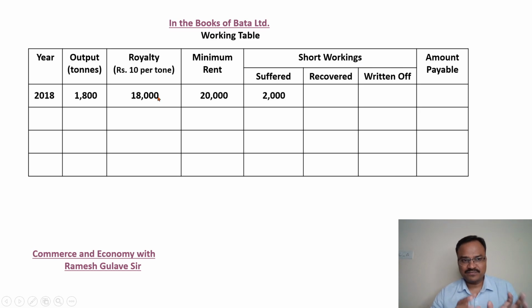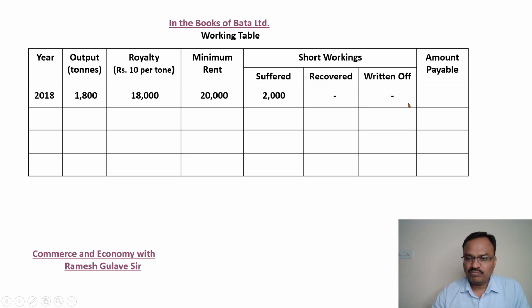But for this year, 2018, the output is 1,800 tons and royalties are 18,000, minimum rent is 20,000. So short workings suffered are rupees 2,000. In this year we cannot recover the amount because this is the first year. In this year we have suffered the short working, so in the recovered column there will be a dash, or the amount is nil.